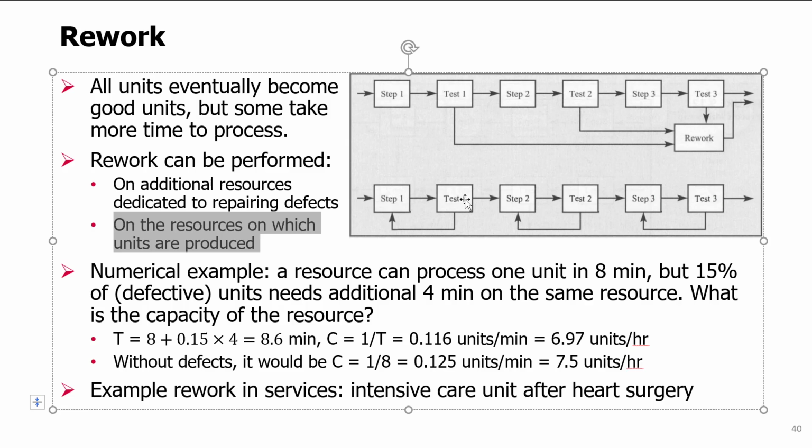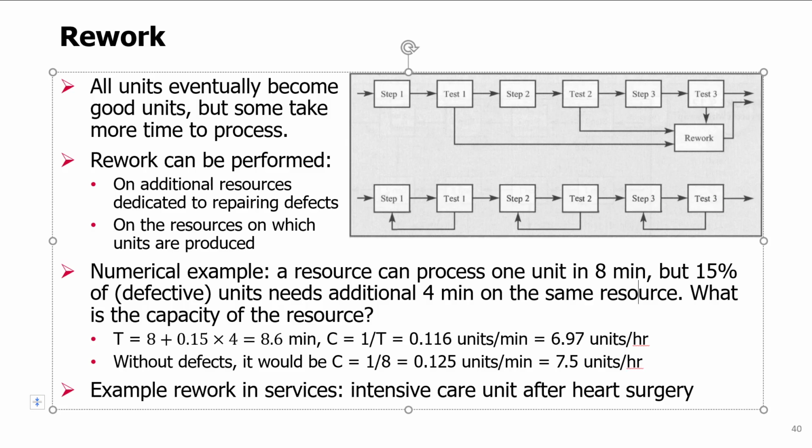Step 1, then there is a test 1. If the unit is not working correctly, the unit goes back to step 1, and this loop may be performed maybe more than once, and then only if the test succeeds, the step 2 is engaged, and so on, right? Here is a numerical example. Suppose a resource can process 1 unit in 8 minutes, right? But 15% units are defective, and those units need additional 4 minutes on the same resource.